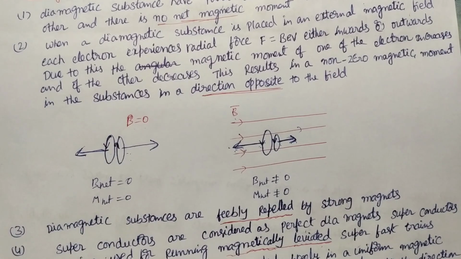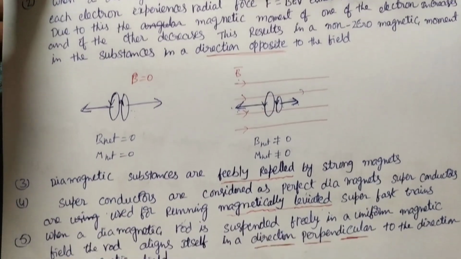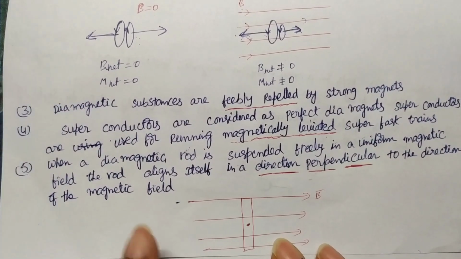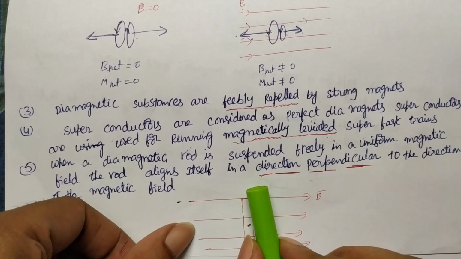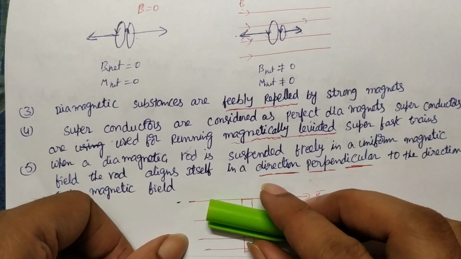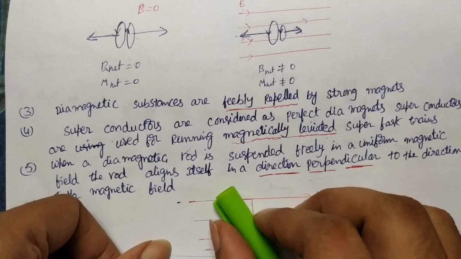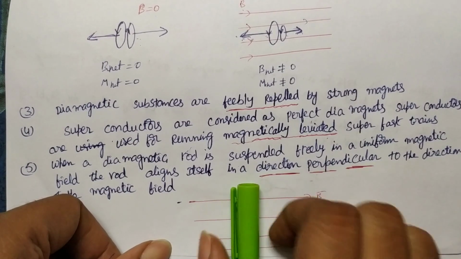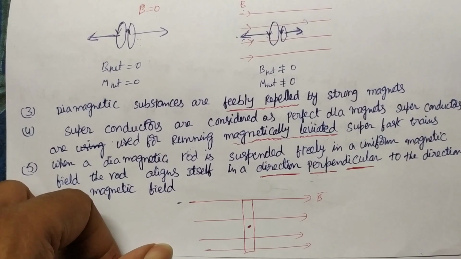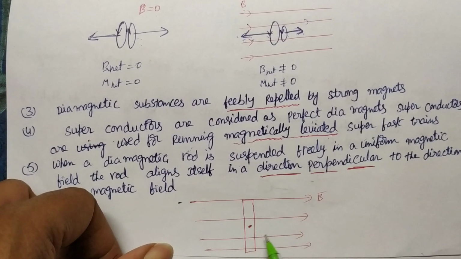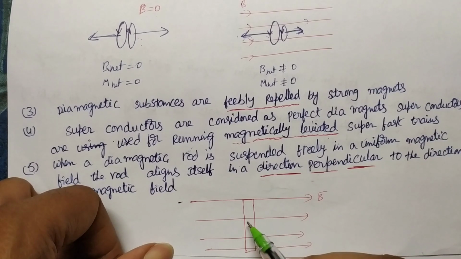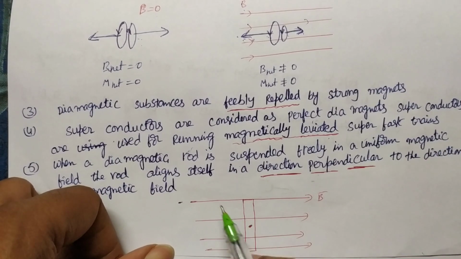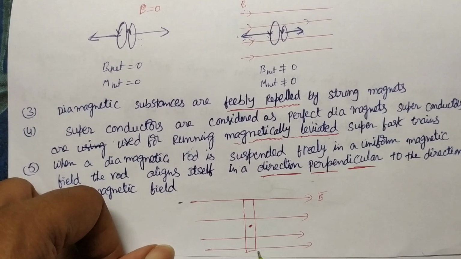If you take a diamagnetic metal rod and suspend it freely with a thread in any manner, it will stand perpendicular to the Earth's magnetic field. Or suppose BH is there in a direction, and you release this copper rod, nothing but a diamagnetic rod. At any position you suspend it, finally it stops perpendicular to the field direction.